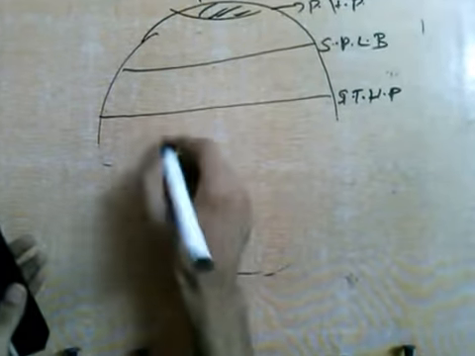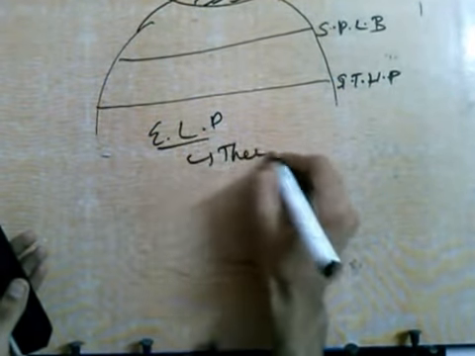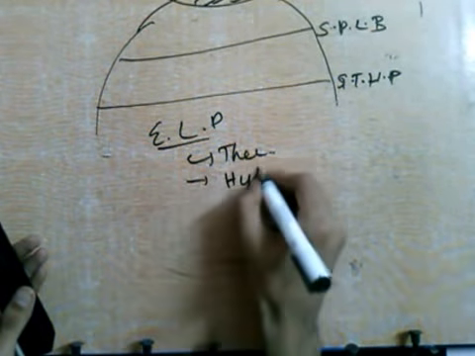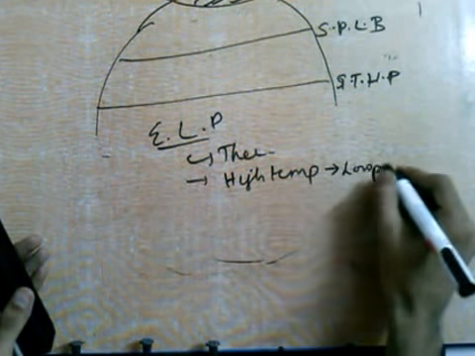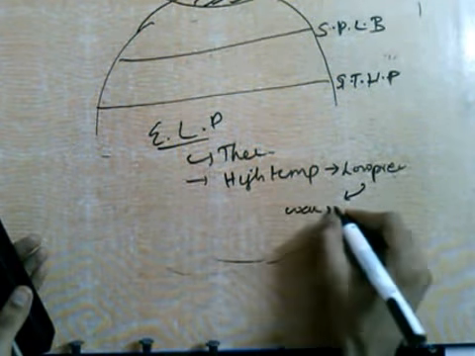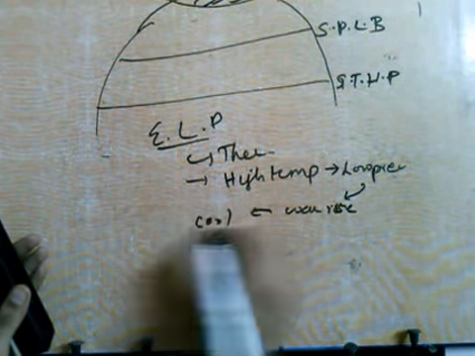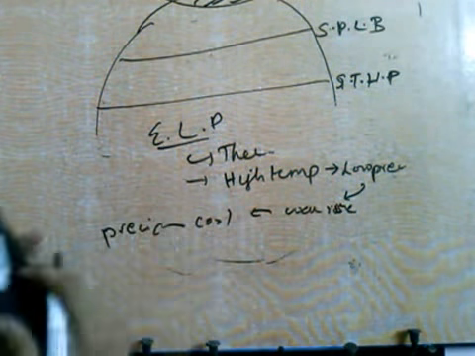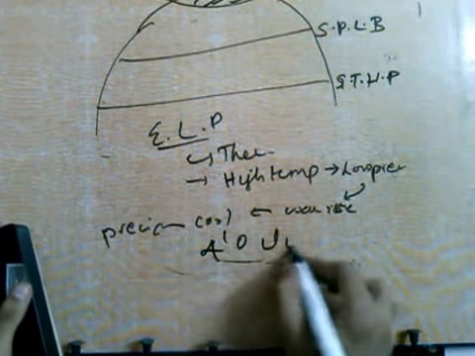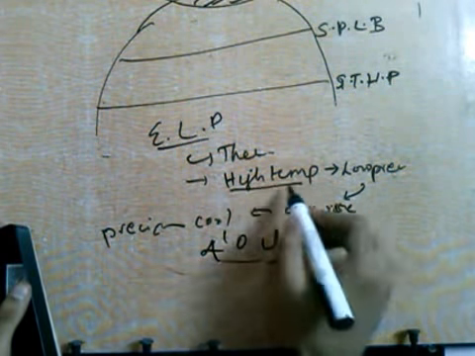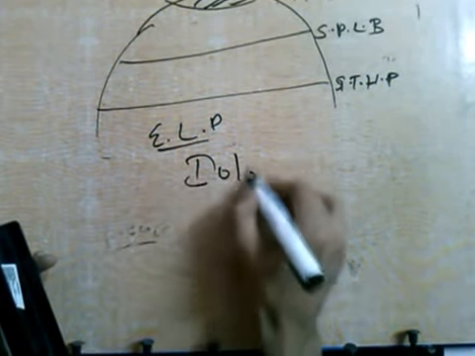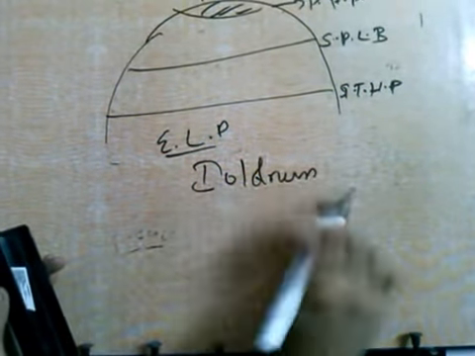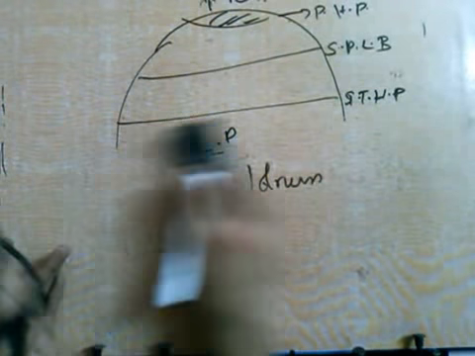The equatorial low pressure belt is of thermal origin. Why? Because of high temperature. The equator has high temperature, so obviously low pressure. High temperature, low pressure, warm air rises, cools, precipitation. So in this region we have 4 o'clock rainfall, thunderous rainfall. This region is also called the doldrums, which is known as the belt of calms. The wind flow in this region is very calm, so that's why it's called the doldrums.